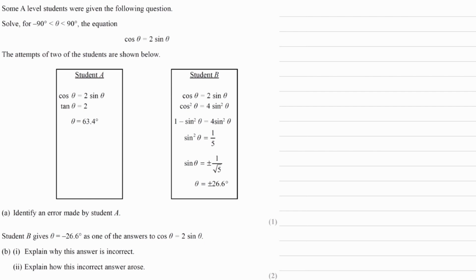Some A-level students were given the following question, and they're trying to solve it in the interval of minus 90 to 90. We're given student A's and student B's solutions. We're trying to figure out what is the error made by student A.